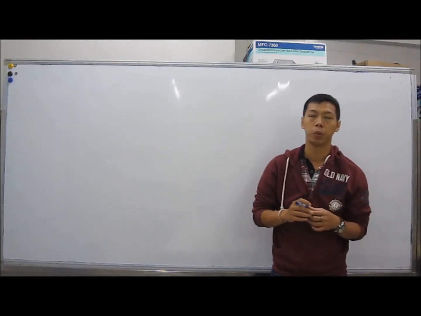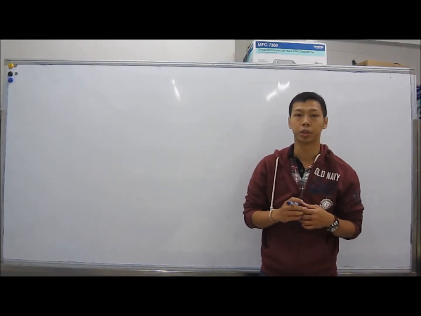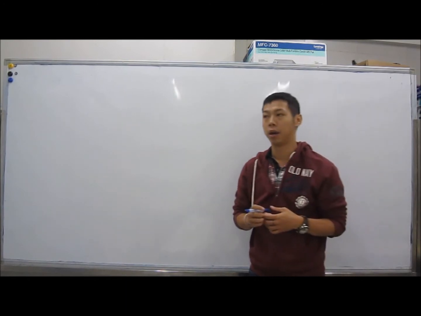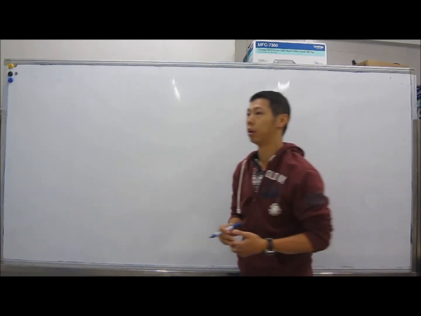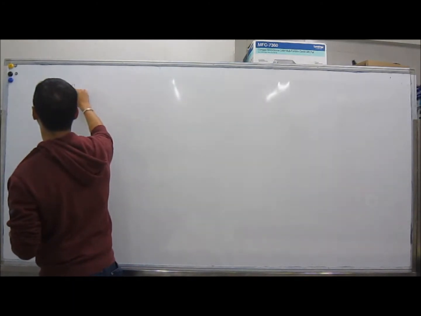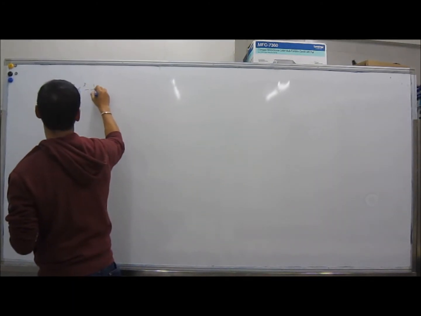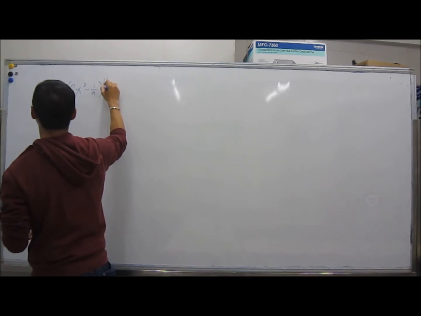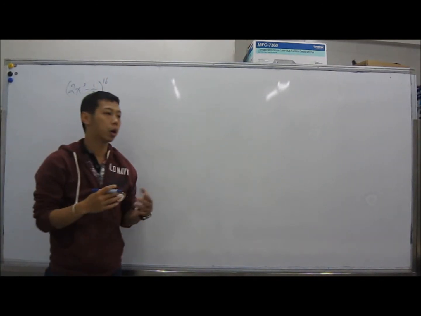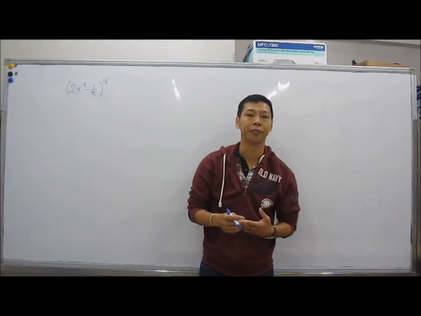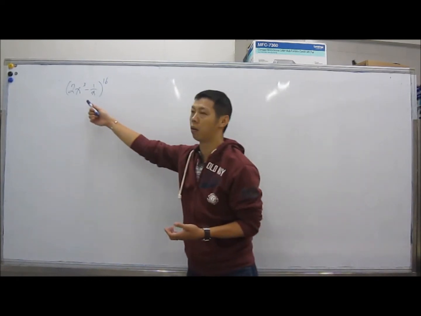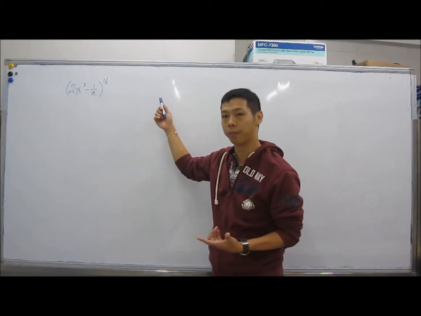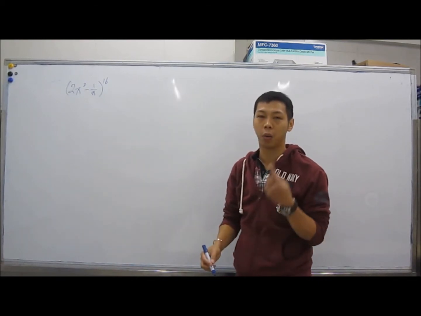Hello, this time we want to solve a binomial question about finding a term in the expansion. For example, if we have (2x² − 1/x)^16, we are going to find the term independent of x, that means the constant term. But we will not expand everything, which would give 17 terms. We only want to find one term.